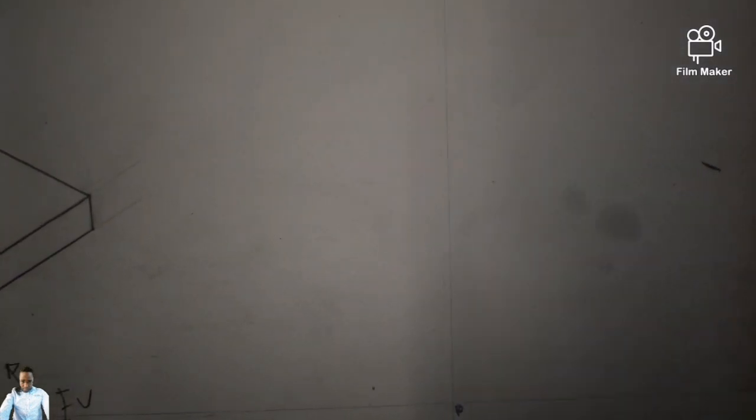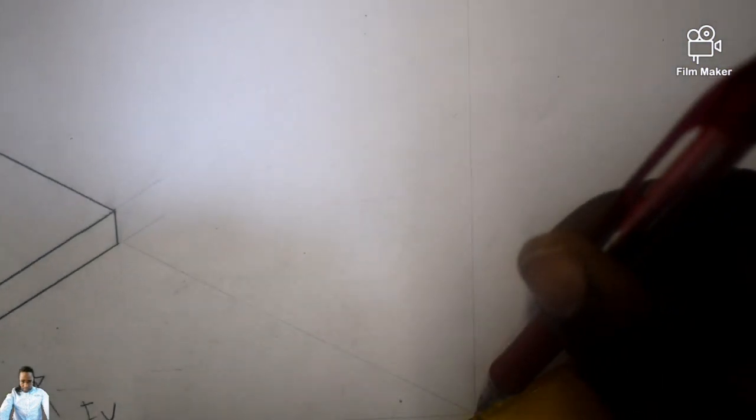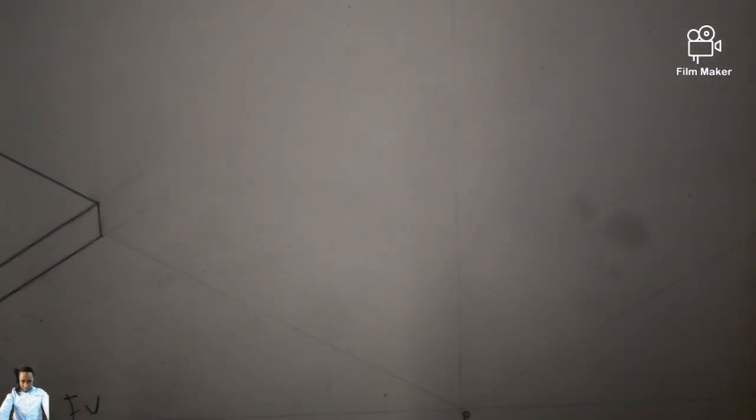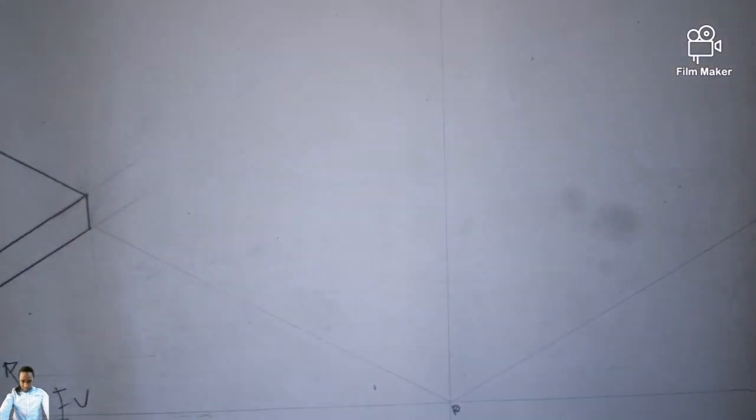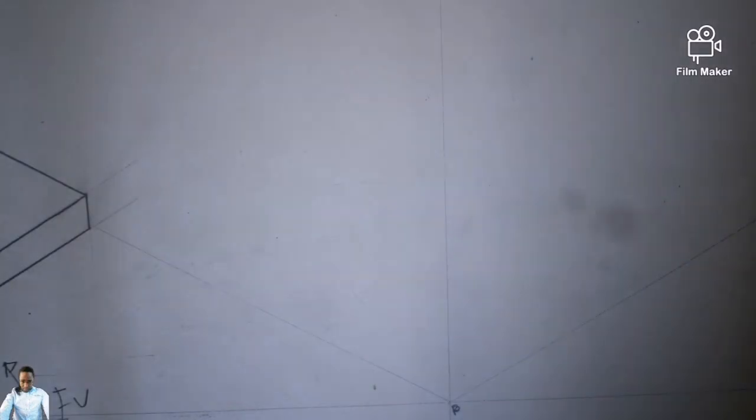Now I can take my 30-60 set square, and from point P, I draw a line at an angle of 30 degrees in the clockwise direction, and another at an angle of 30 degrees in the anti-clockwise direction. These lines that I have just drawn are all expected to be faint. All of them are auxiliary lines.